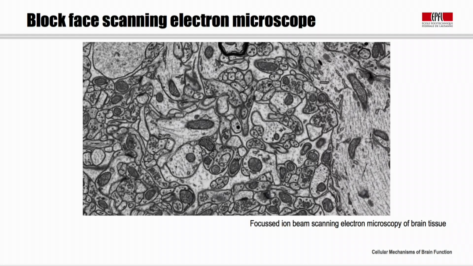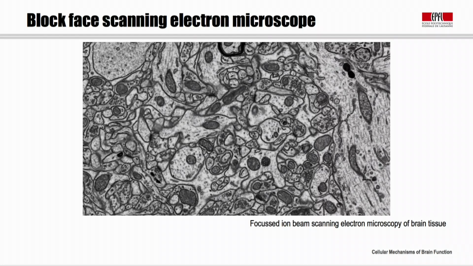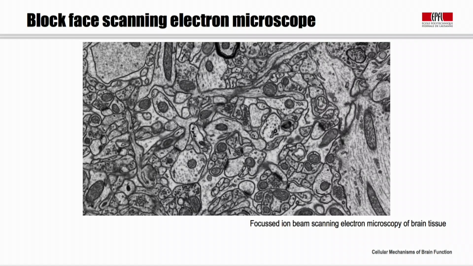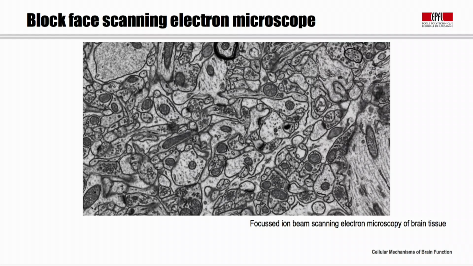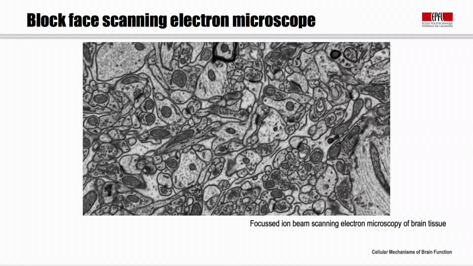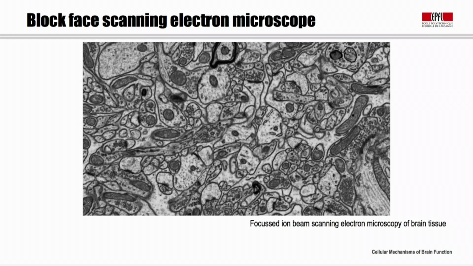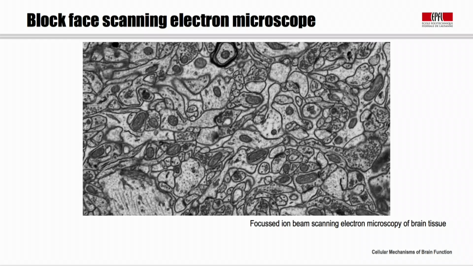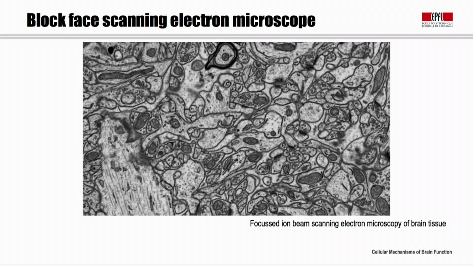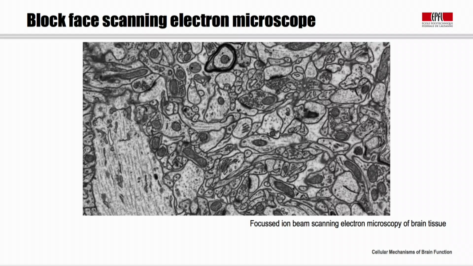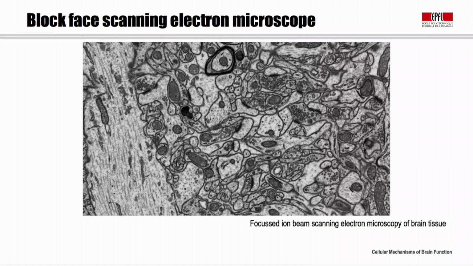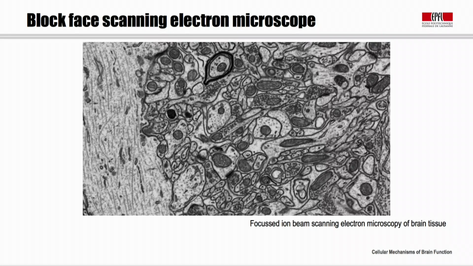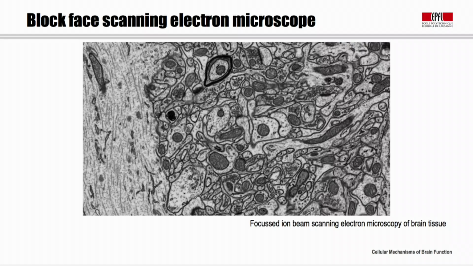Here the horizontal field width is about 8 microns, and each of the pixels has a size of 5 nanometers by 5 nanometers. After each image, the ion beam removes about 5 nanometers of material. So we can collect a series of images, and each of the voxels, or the three-dimensional pixels, has dimensions of 5 nanometers by 5 nanometers by 5 nanometers. At this magnification, just about all of the stained structures are clearly visible.